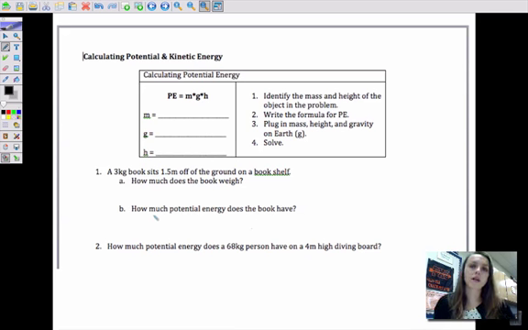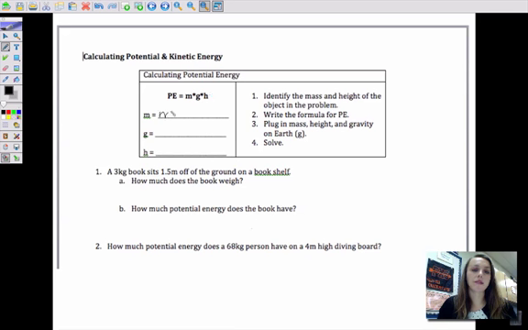The major components of our first learning target is being able to calculate potential and kinetic energy. And it's easier to split this up into two parts. First, we're going to learn how to calculate potential energy. So we have a formula where potential energy is equal to the mass of the object, the gravitational pull of your location, times the height of the object.